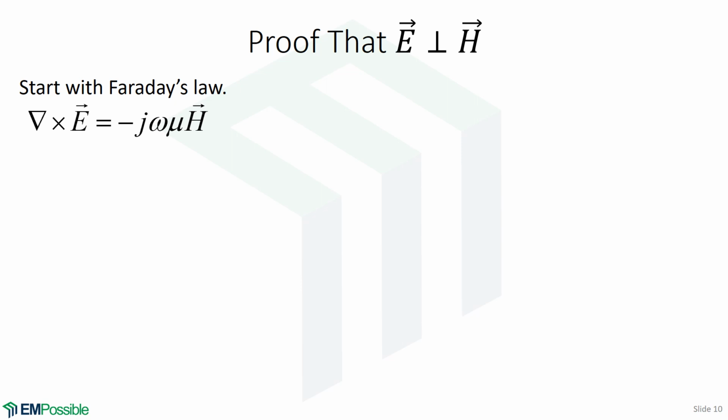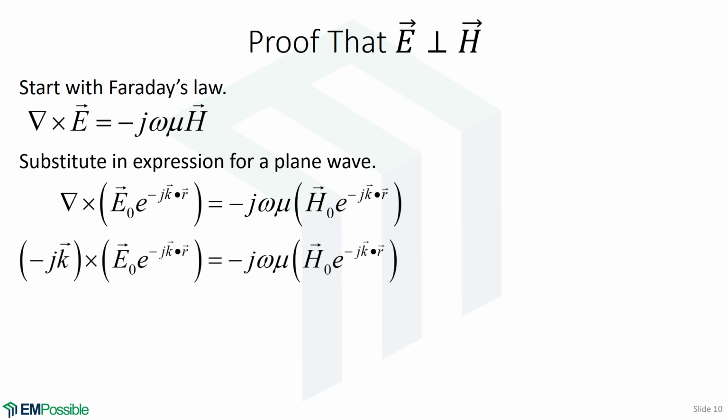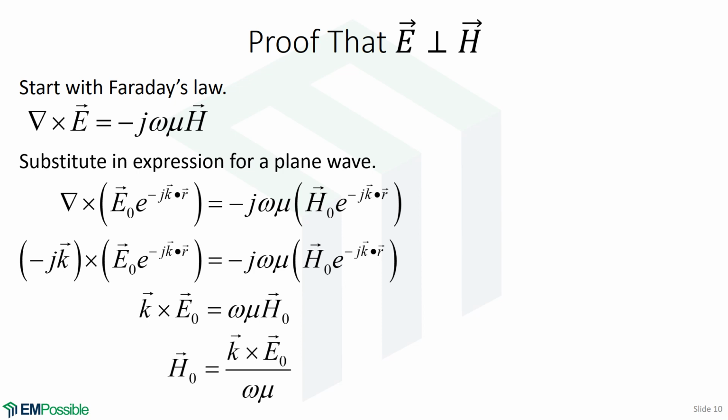To do this, we start with Faraday's law. We will plug in the expression for the plane waves, both for the electric field and the magnetic field. We take the curl on the left-hand side, and the minus jk comes out in place of the del operator. When we simplify this, we end up with k cross E equals omega mu times H. Now let's solve this for the magnetic field, and so we get k cross E over omega mu.